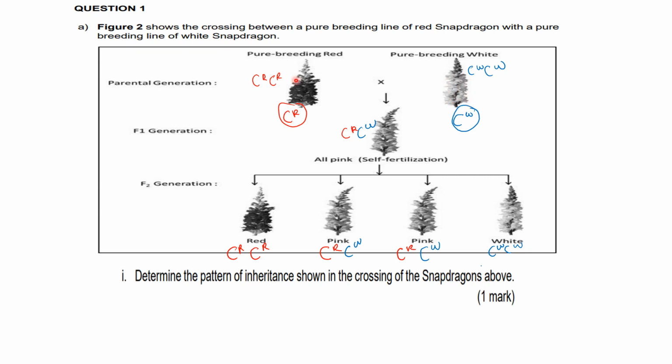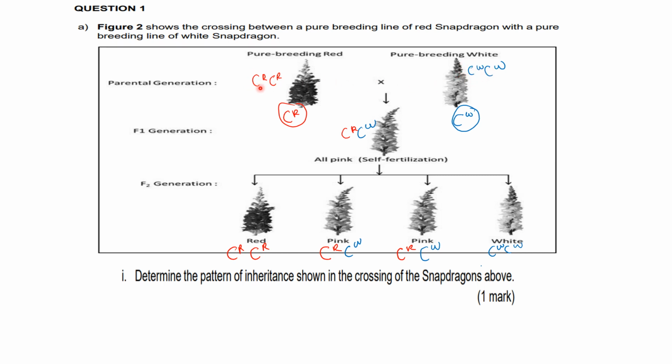So let's say, for example, for the pure breeding red snapdragon, we assign the genotype CR for the red. And as for the white snapdragon, we assign the genotype CW. As you can see from the genotype, CR does not mean that it has 4 alleles. CR is 1 allele, and CW is 1 allele.